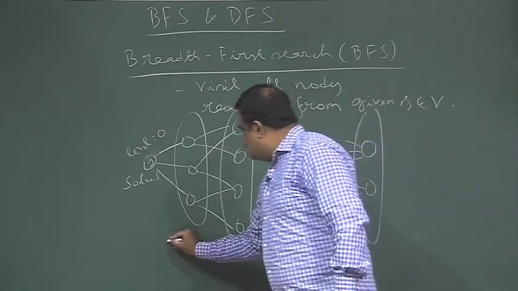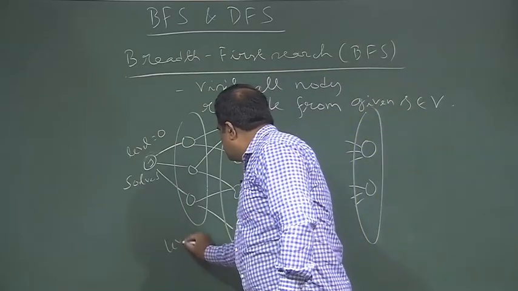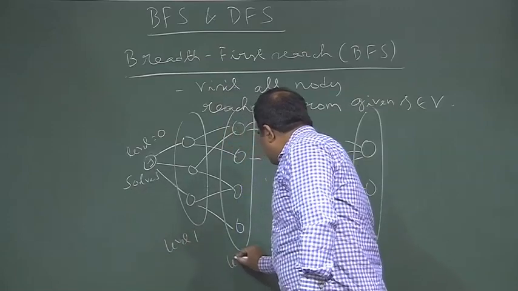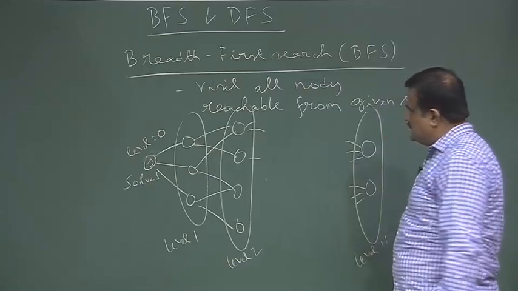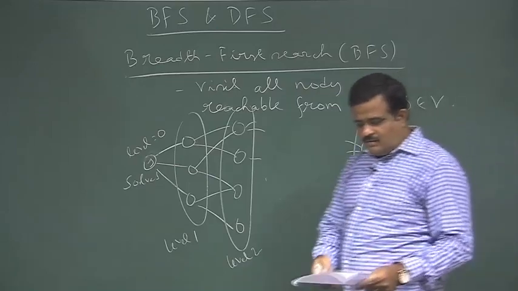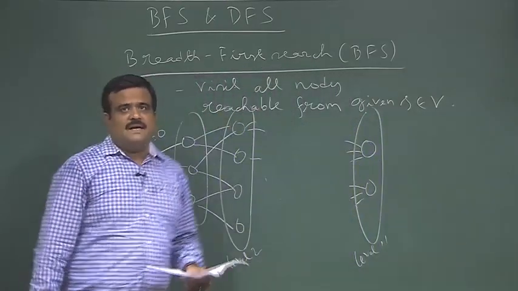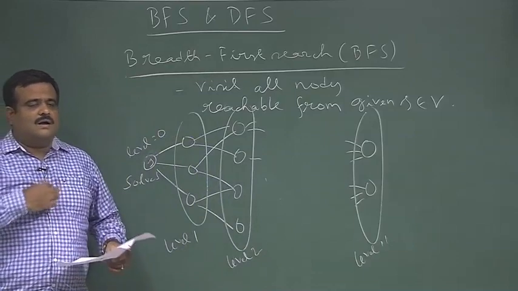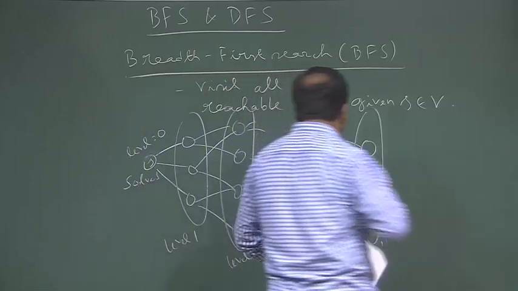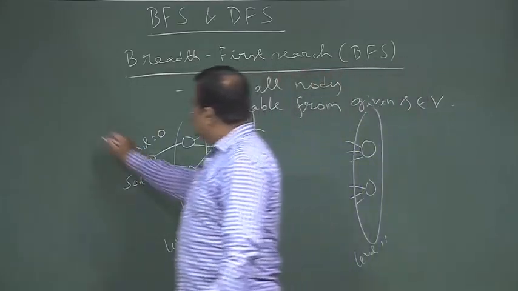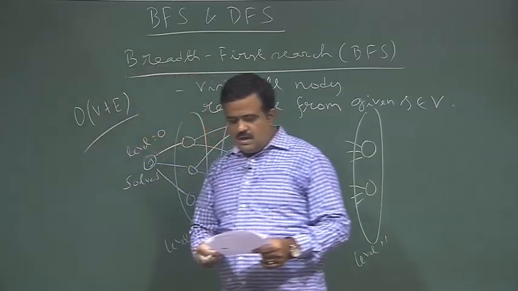So, this is level 1, then level 2 vertices, then this is the level 11 vertices. So, this is basically level-wise search, and we want to do it in V plus E time, where V is the number of vertices and E is the number of edges. That is the goal.